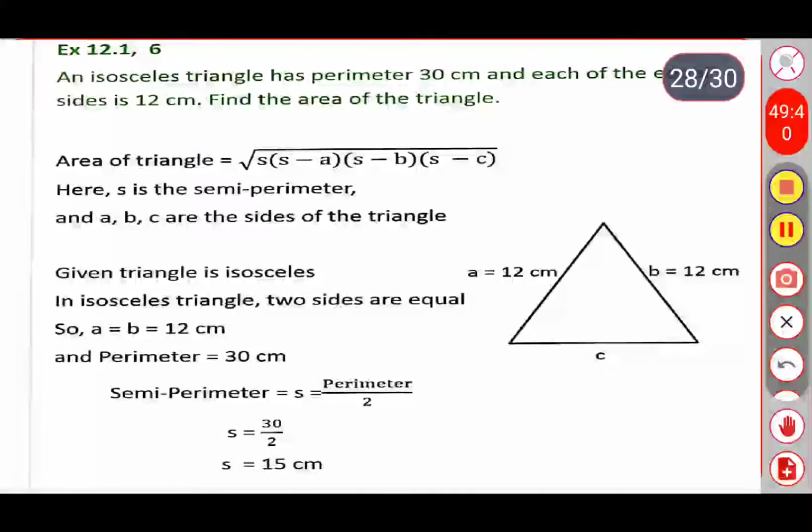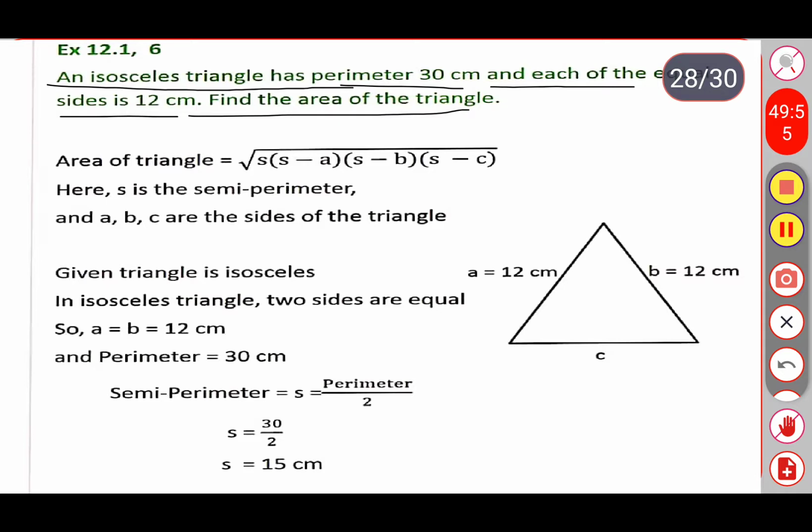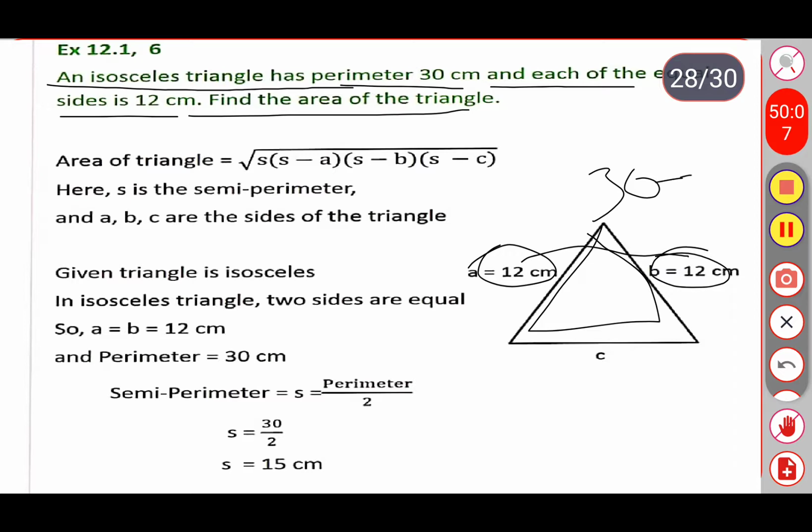Next, see the sixth question. An isosceles triangle has perimeter 30 centimeter and each of the equal sides is 12 centimeter. Find the area of the triangle. So here two sides are already 12 centimeter and 12 centimeter. The total perimeter is 30 centimeter. So just add these two, and subtracting 24 from 30, you will get the one more side length, that is equal to 6 centimeter.